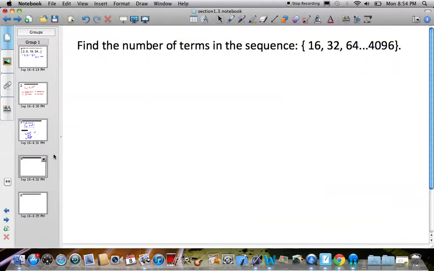All right, so let's look at this one. Find the number of terms in the sequence. Let's look at first making our general term. So let's look at the common ratio. The common ratio is going to be 32 divided by 16, which is, of course, 2. So that's my common ratio. And we could check it again: 64 divided by 32 is also 2. This is my nth term, which I have no idea what it is. That's what we're trying to find.